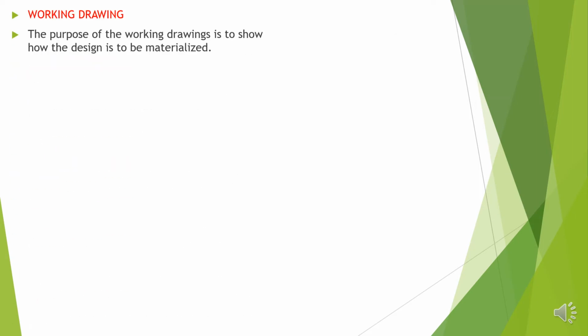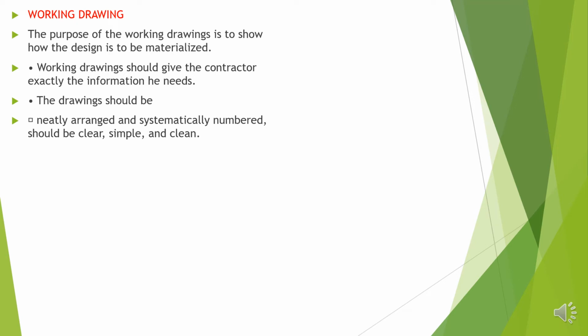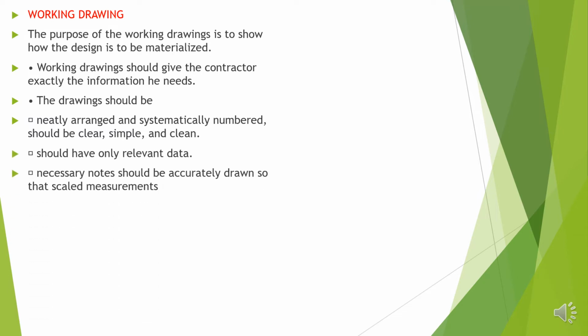Working drawings. The purpose of the working drawing is to show how the design has been materialized. A working drawing should give the contractor and engineer an idea of how the building is going to be constructed and what dimensions he is going to incorporate in the construction. The drawing should be neatly arranged, systematically numbered, clear, simple and clean, and should have all the relevant data and all the technical information related to the particular construction.